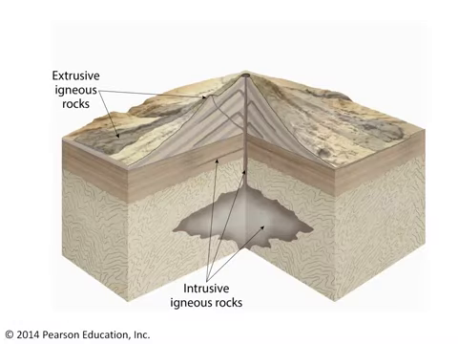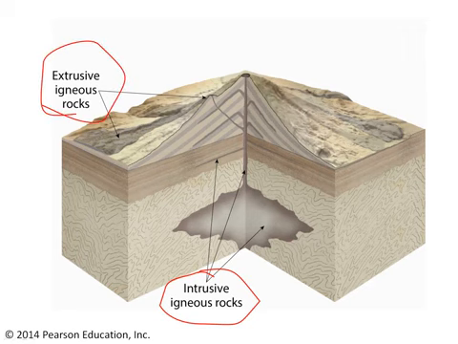All right, let's quiz you real quick. Which of these two types of rock, intrusive igneous rocks or extrusive igneous rocks, are going to be most likely to experience sheeting when they're exposed at the surface?